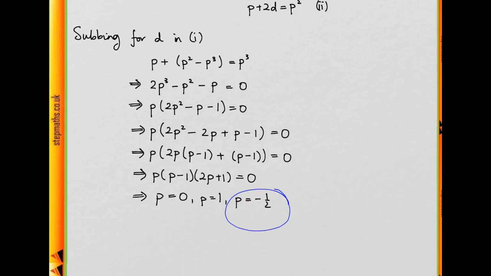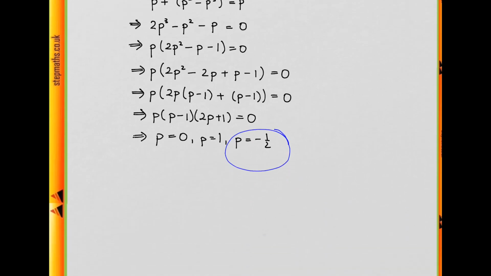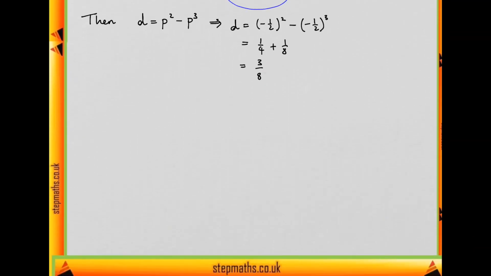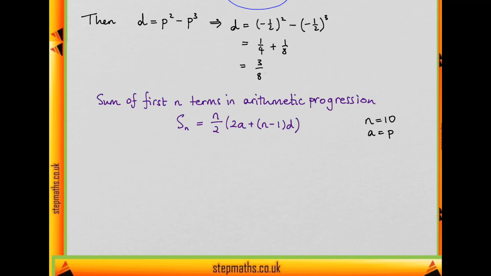So now if we put this p in for d as well, we have this, and when we work this out, we see that d is equal to 3/8. So now if we use our formula, we know now that our p is equal to minus a half, and also our d is equal to 3/8.